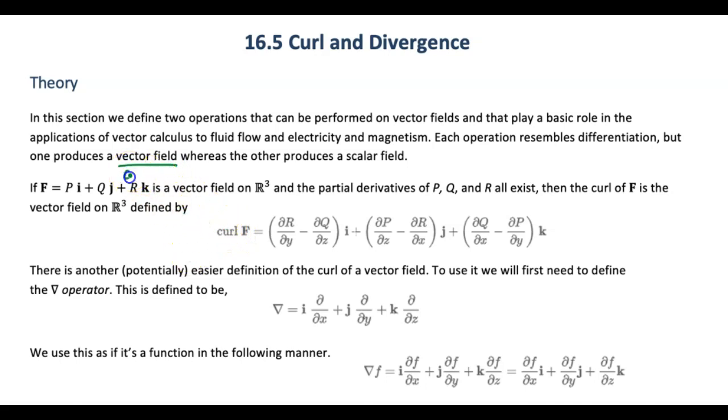Now remember, to produce a vector field, one way to get to a vector is to take the cross product. That's what we're going to do today. To get to a scalar field, we are going to use the dot product.